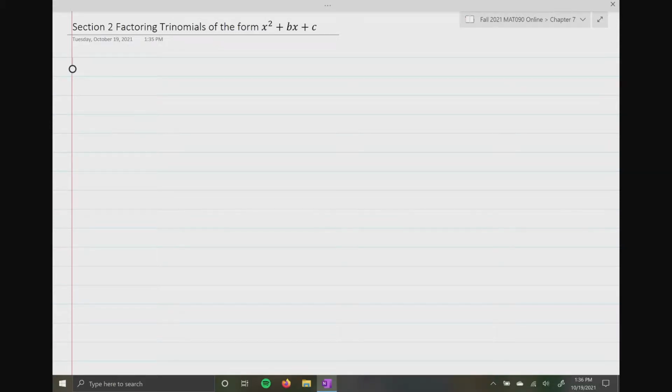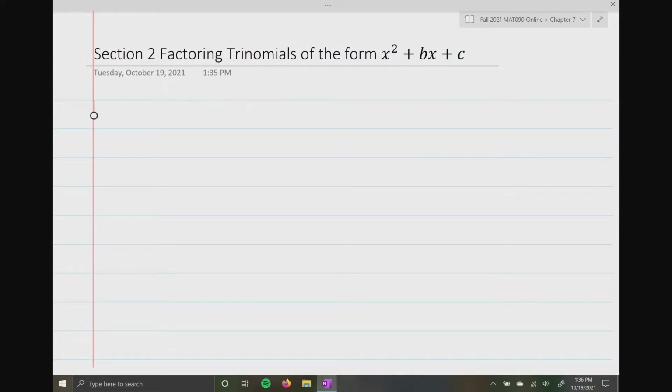All right, so here is section 2 of chapter 7, and we're going to be factoring some more, but now we're going to be more specific about the form that we want. So we're going to be factoring trinomials of the form, and this is really important that you understand this form. It is x squared plus bx plus c.